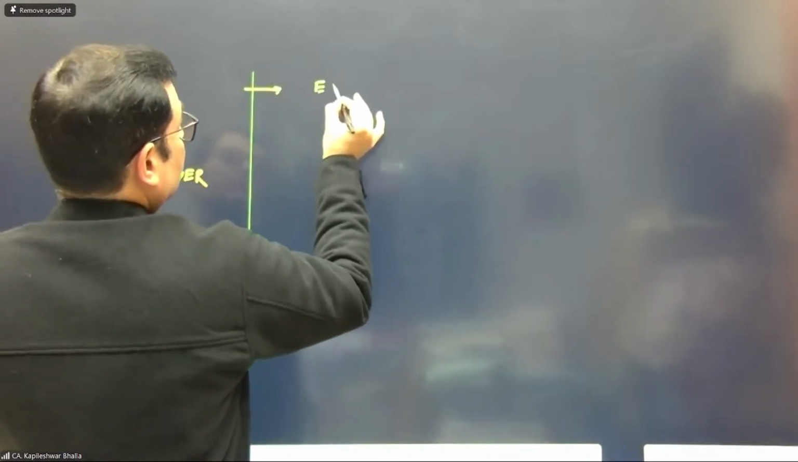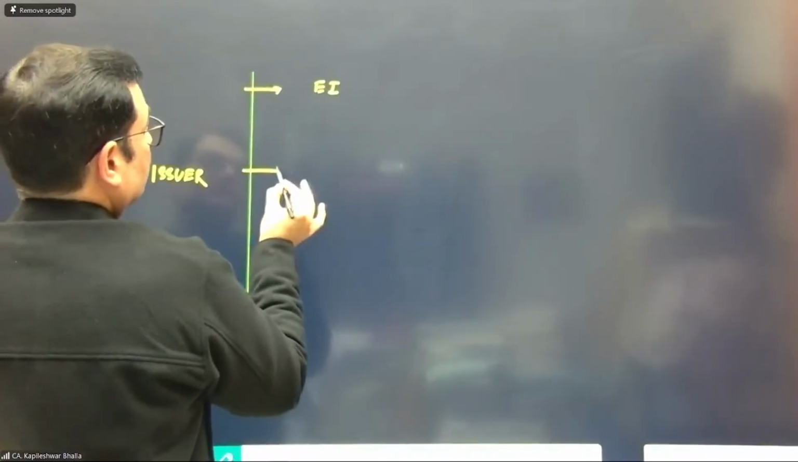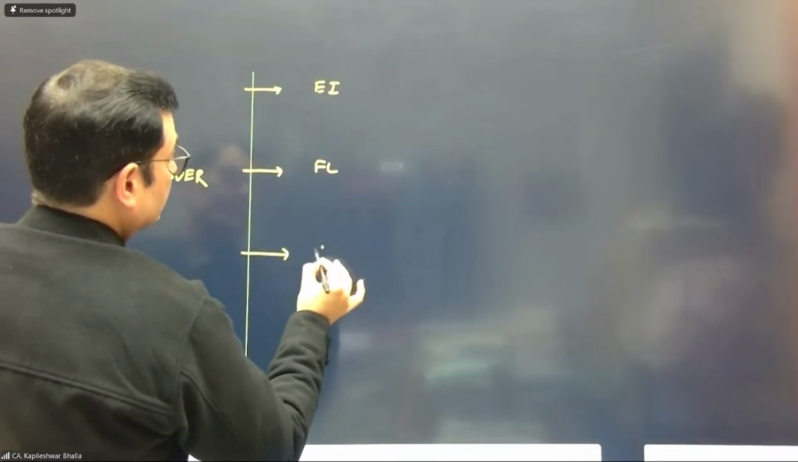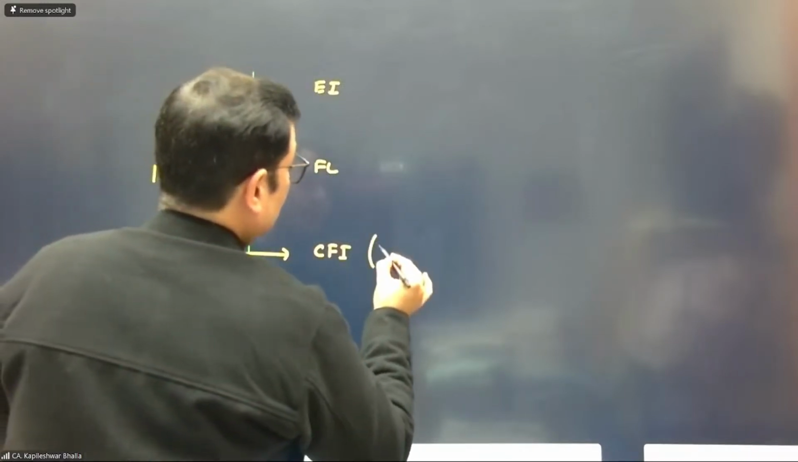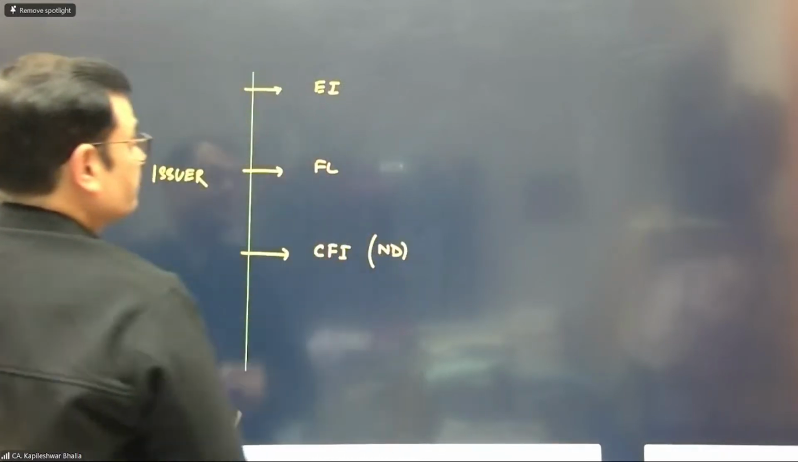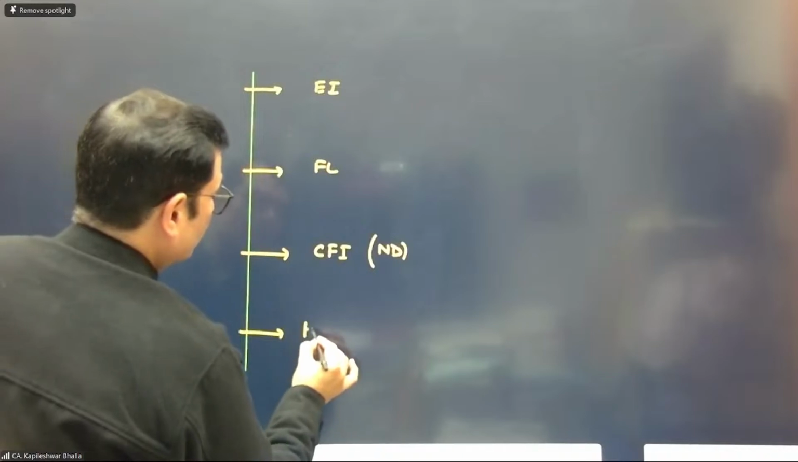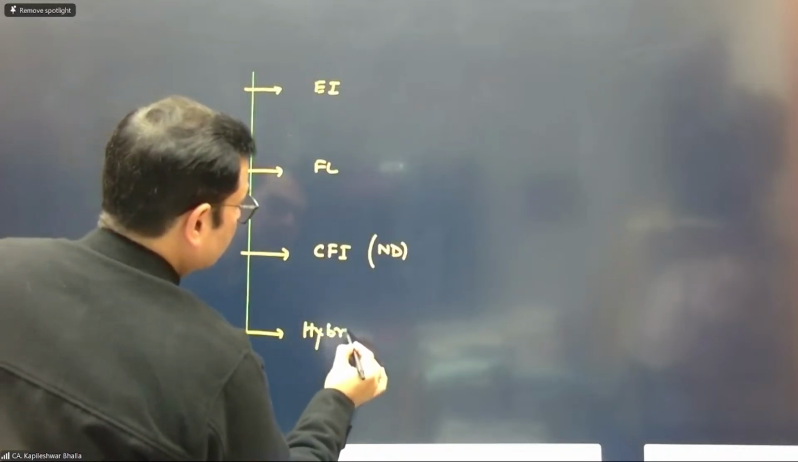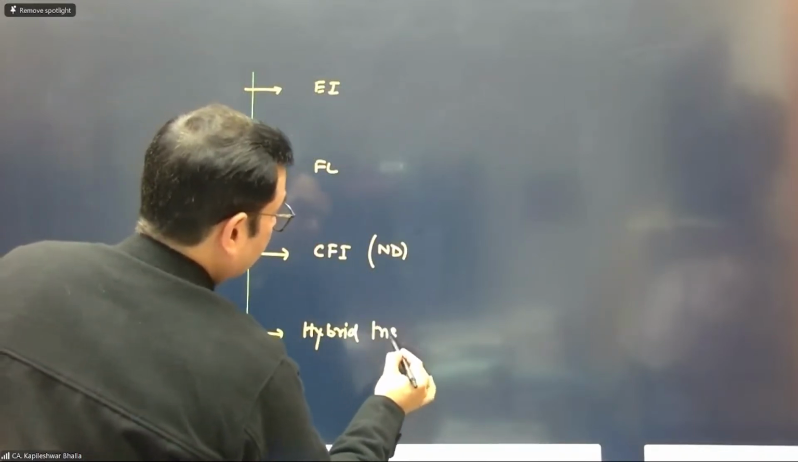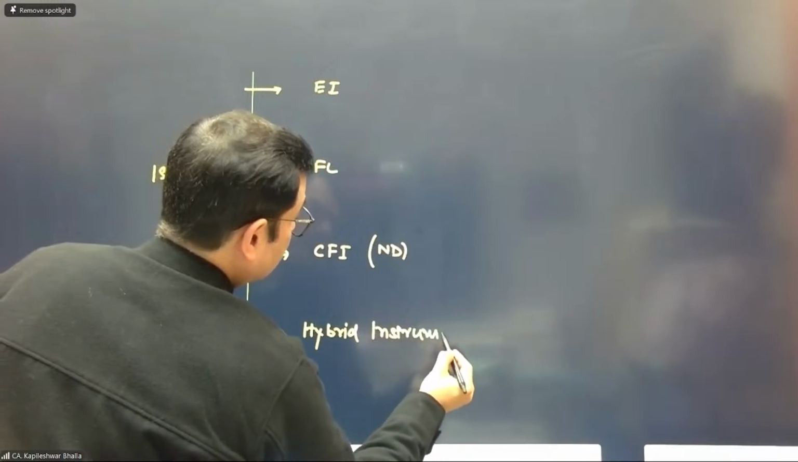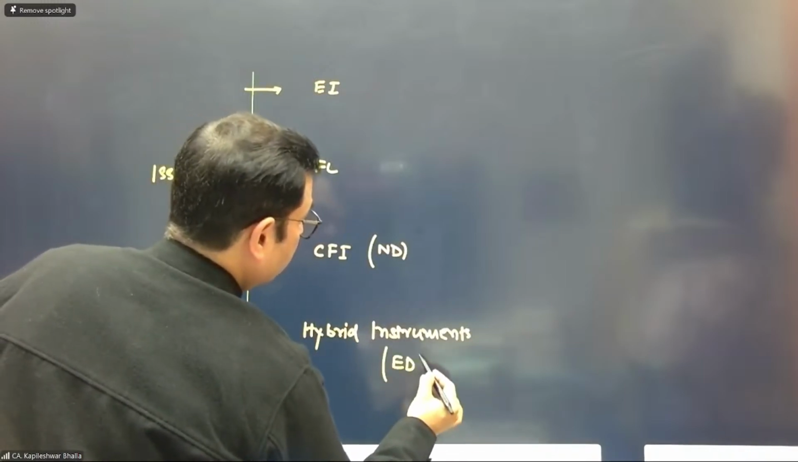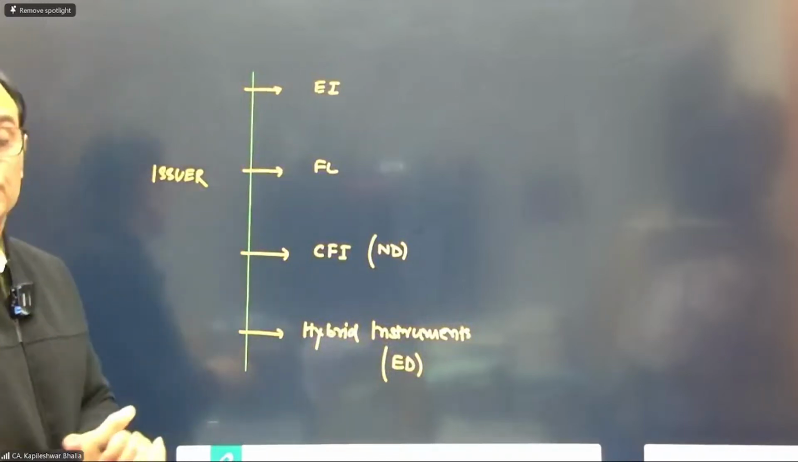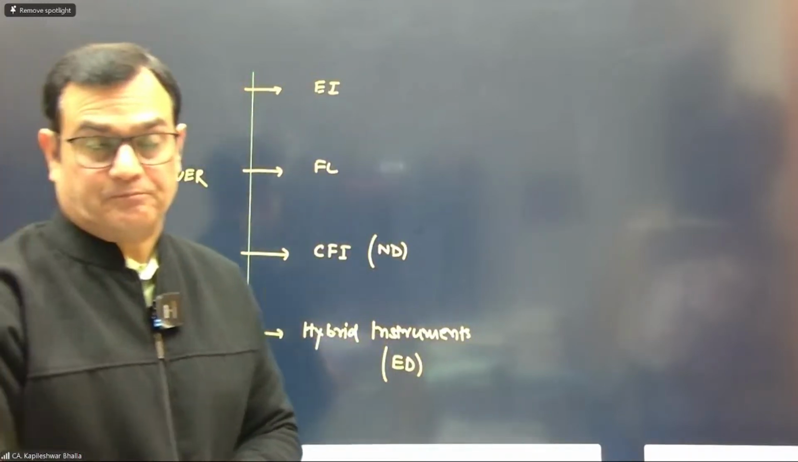One is it becomes an equity instrument. Another is it becomes a financial liability. Third, it becomes a compound financial instrument, which is non-derivative in nature. And the fourth is what we call hybrid instruments. When you say they are hybrid instruments, it means they include a derivative, so there is an embedded derivative included in these instruments.